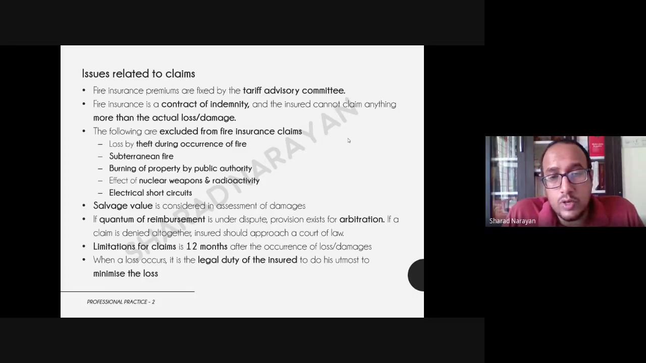When a loss occurs, it is the legal duty of the insured to do his utmost to minimize the loss. So again, we talked earlier about maintenance of a building. Again, it comes down to the legal duty of the insured to minimize the loss. So minimizing the loss in the case of a building is to ensure that it is well maintained and does not suffer the kind of damages that may occur due to bad maintenance, fires, the building collapsing, and so on and so forth. Right? So this is the legal duty. If you let a building go to a state of dilapidation, the claims will not be entertained as readily.